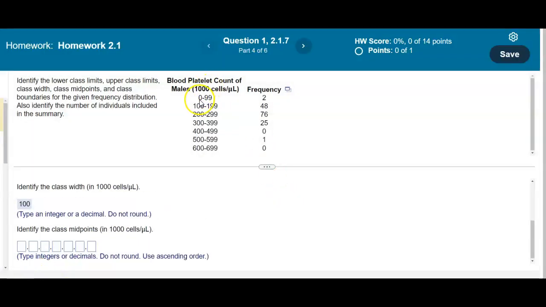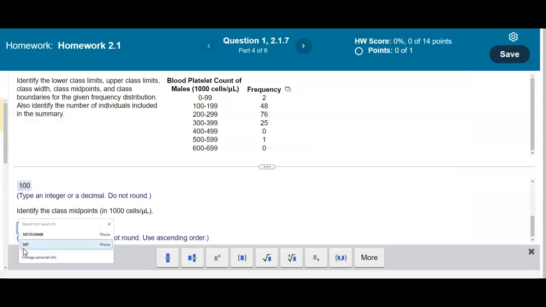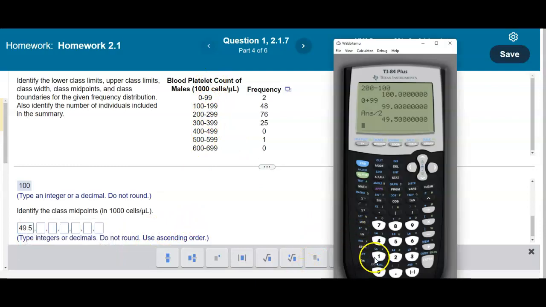Okay, now the class midpoint is taking the lower class limit of the class, adding it to the upper class limit of the class, and dividing it by 2. So if we take a look at the first one, if we take 0 plus 99, and then divide that by 2, that gives us 49.5. That's the first midpoint. Okay, next we're going to take 100 plus 199, and then divide that by 2, and that gives us 149.5.